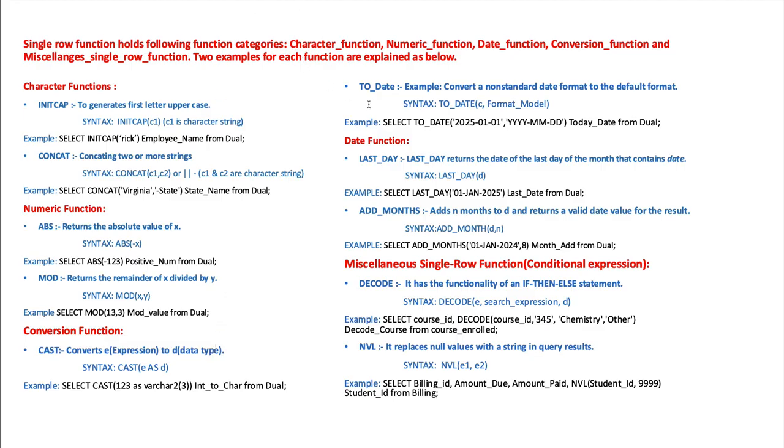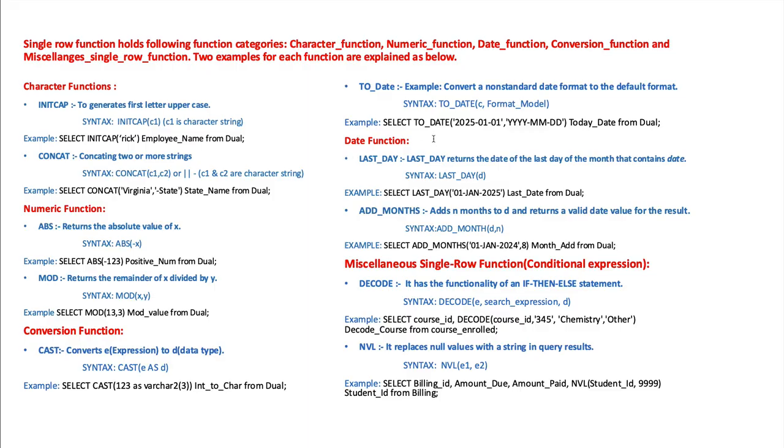Next example is TO_DATE function. That means it converts a non-standard date format to the default format. Suppose we have a non-standard format given, 2025-01-01. In this case, we have to provide the format of the given data. That means the format of this given date is YYYY-MM-DD. Then when we use the TO_DATE function, it converts into the default Oracle date format.